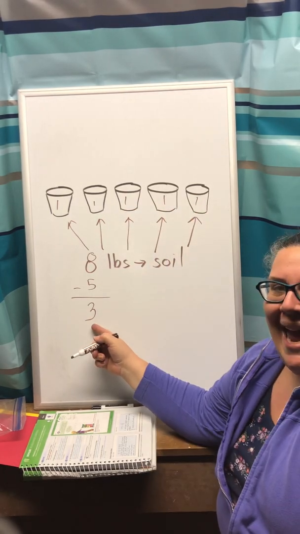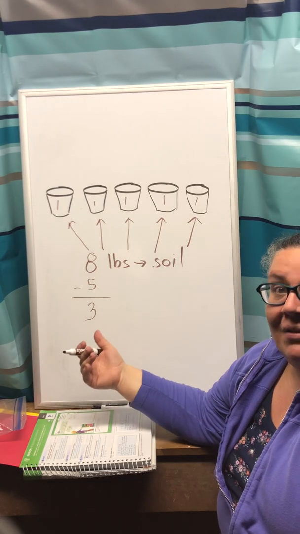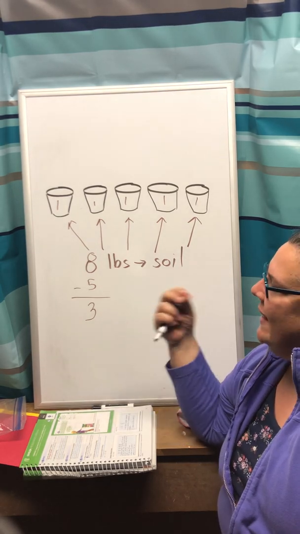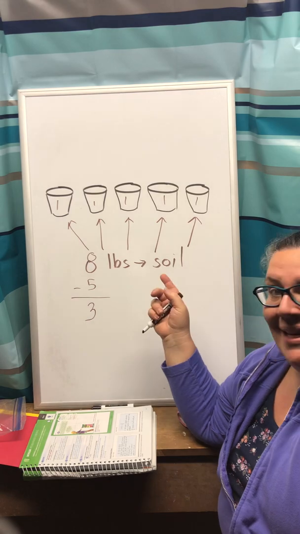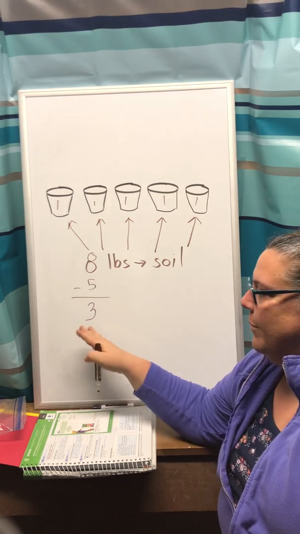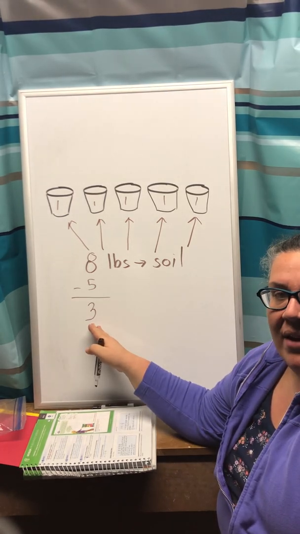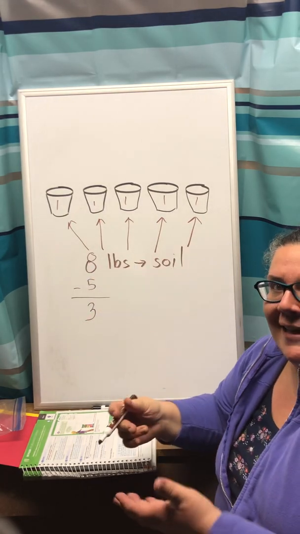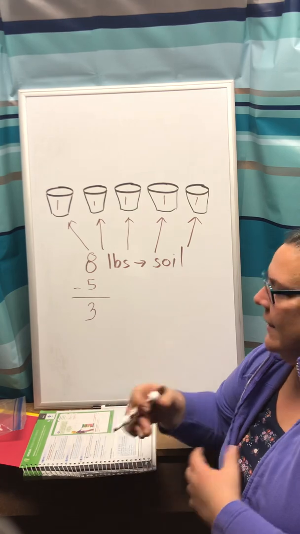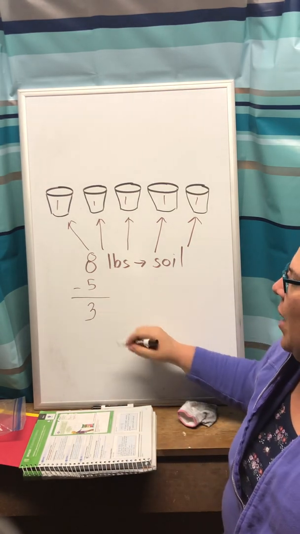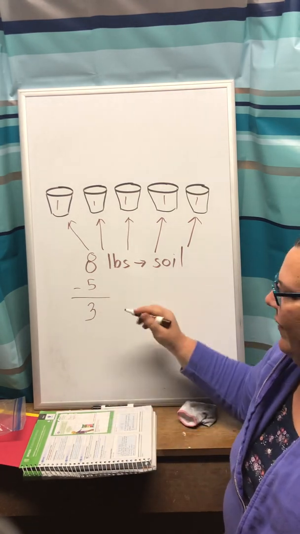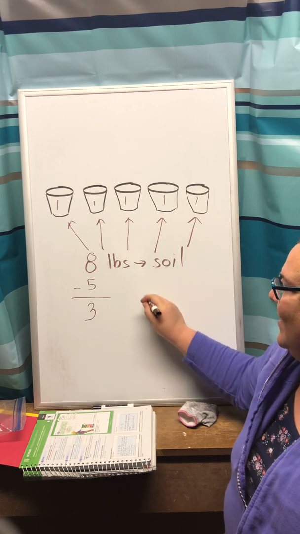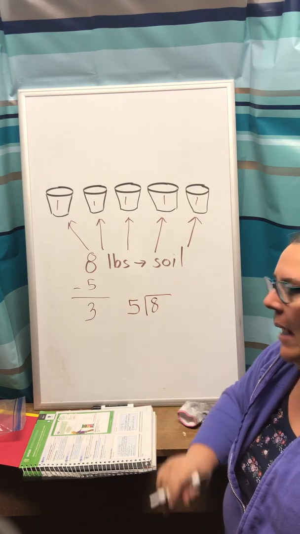The 3 that I have left, I would need to still divide some way. So I need to think about how much I can put into each of those pots so that I'm using up that last 3 pounds that I have. Obviously, I can't put a pound in each one because I don't have enough. That would be 5 pounds. So when I'm looking at this problem, my equation obviously would be 8 pounds divided by 5 pots.